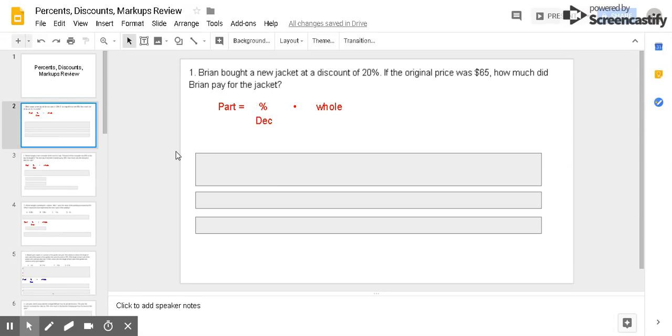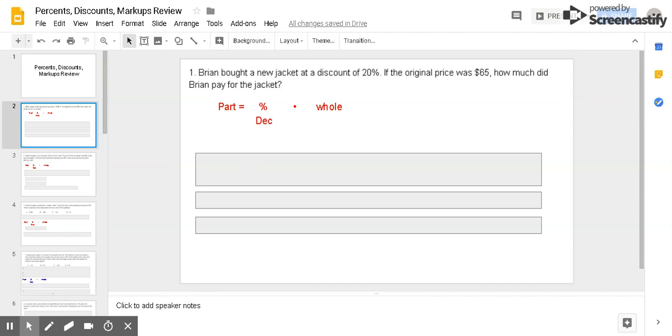So first thing that you need to know is part is equal to percent as a decimal times your whole. You have to know this equation. You need to memorize it. Everybody that does percents knows how to do this equation.